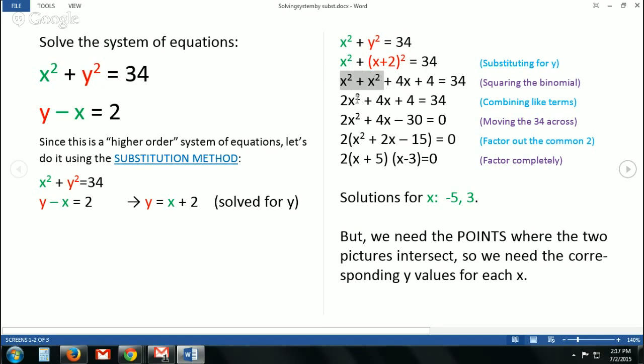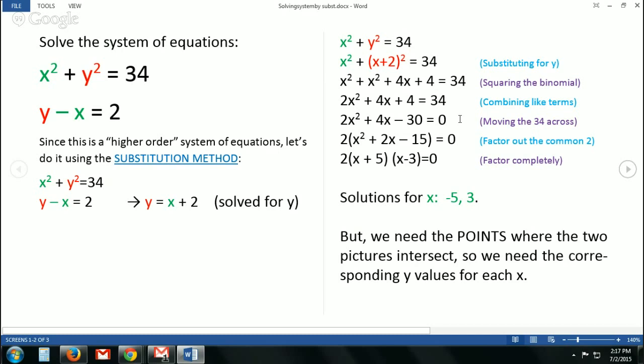So combining those x squares, it gives me 2 of the x squares. When you've got a quadratic equation to solve, you need everything on the same side with 0 on the other. So I need to now move the 34 to the left. It's a positive 34, so when I move it across, we'll be subtracting. 4 minus 34 gives me -30.